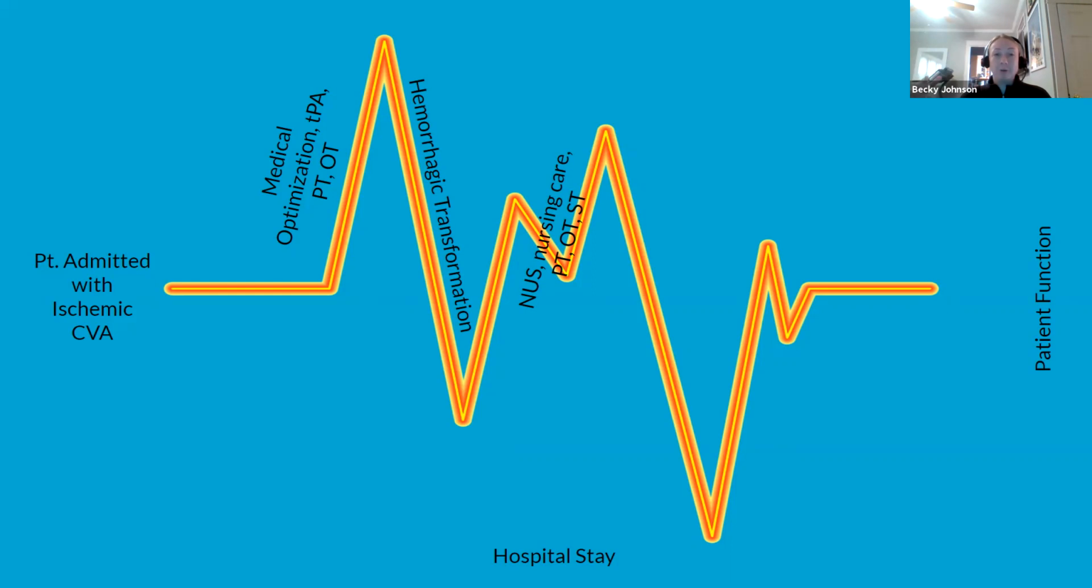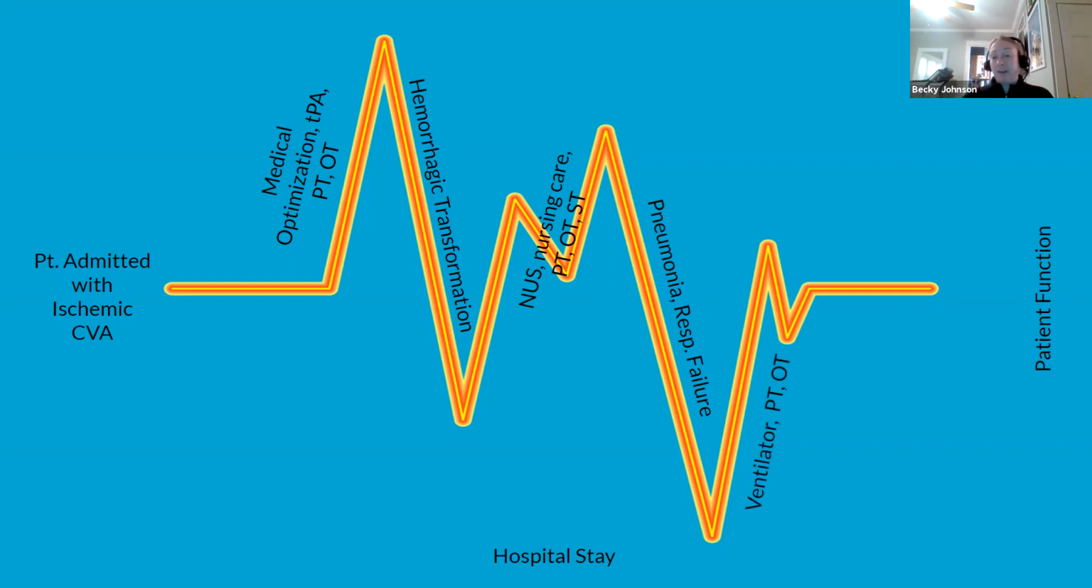Maybe they have to have neurosurgery to have some of that blood evacuated. They've got stellar neuro nursing care. They've got PT, OT. Now they also need speech. So they're getting better, but they're not as good as they were initially after that improvement. Then something else happens. Now they've got pneumonia, they have respiratory failure, maybe they had to be intubated, and now their function is lower than it's ever been.